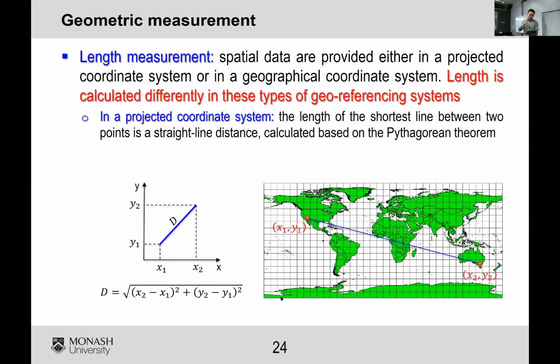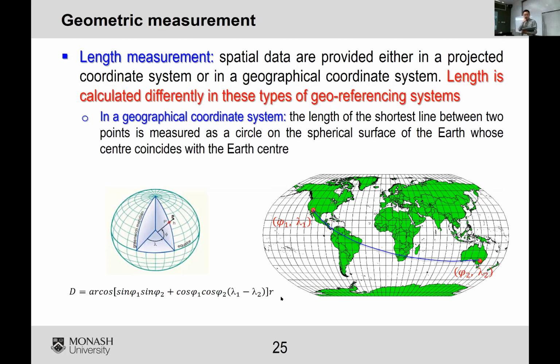Okay? And then in the geographic coordinate system, as we mentioned in the very first class lecture in this unit, it's not a straight line but an arc segment of the great circle. This distance is calculated using this equation based on the latitude and longitude of the points on the spherical coordinate system.